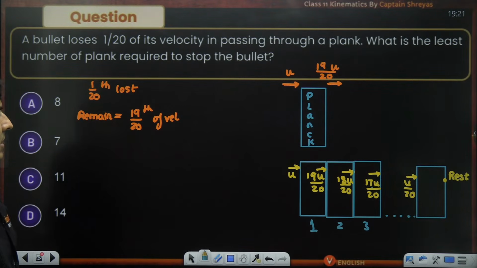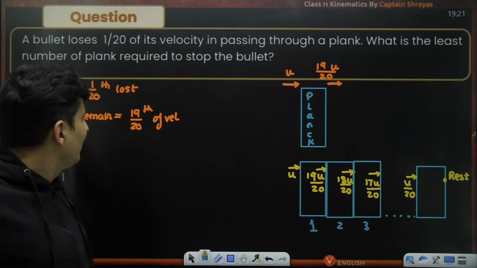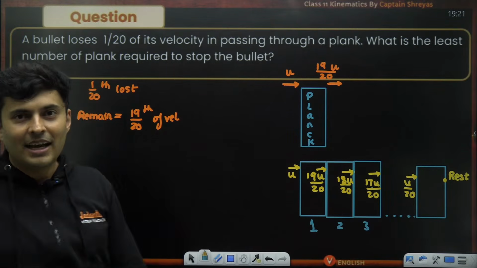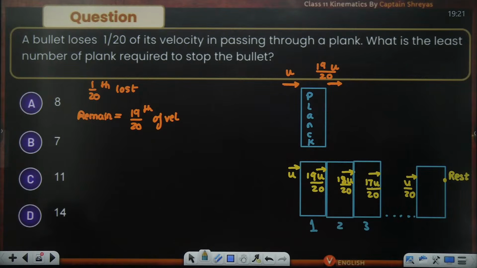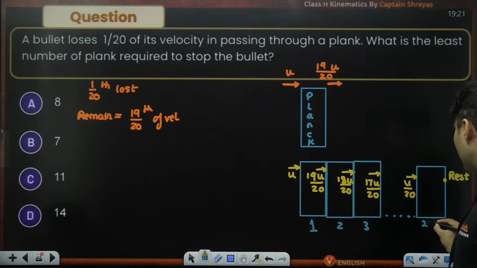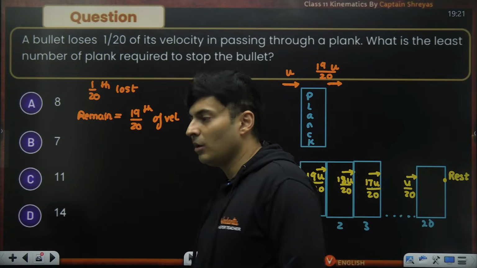How many planks are required to stop the bullet, with 1/20th of its velocity lost passing through the plank? What is the least number of planks required to stop that particular bullet? The answer will be, yes, 20, right? Now, if you notice in the question, none of the options has that number 19 or 20. Can you see that? Every time u/20, u/20. So like that, 20 planks would have been needed. That is what many people will think the answer should be, but 20 will not be there in the options.